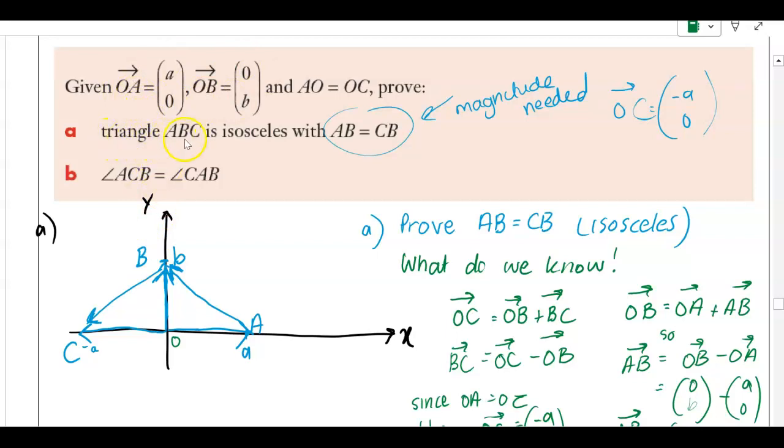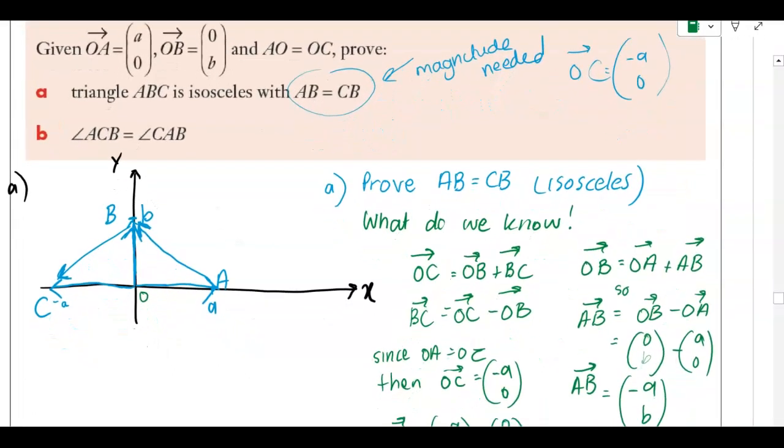It says triangle ABC is isosceles. That's what we want to prove. So we've got A, B, C, and we want to prove it's isosceles, so therefore AB is equal to CB. Now we want to use vectors. Again, we could use other methods to prove this, like Pythagoras, and if it didn't say to use vectors we could use that, but we are in a vector topic, so we want to try and use vectors. Sometimes vectors are the difficult way to do it, but we're going to work it out.